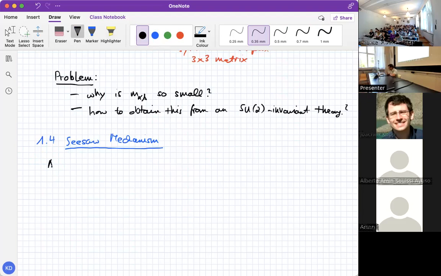So we augment the standard model with right-handed neutrinos, with 3 right-handed neutrinos. Well, one can get away with only 2, but I'm going to do 3 because it's somewhat easier if the number of left-handed and right-handed neutrinos is the same. So 3 right-handed neutrinos, which we are going to call NR.